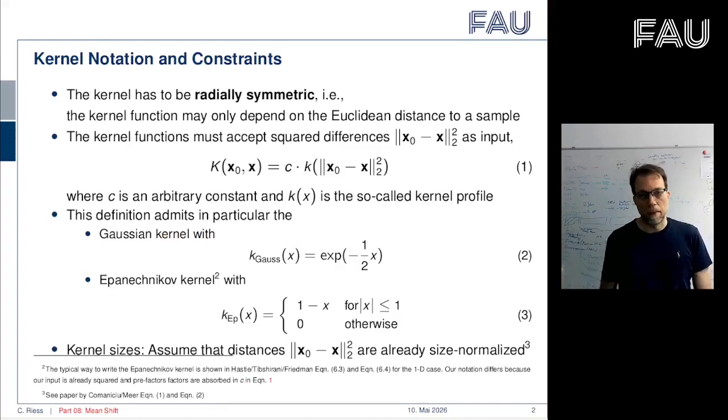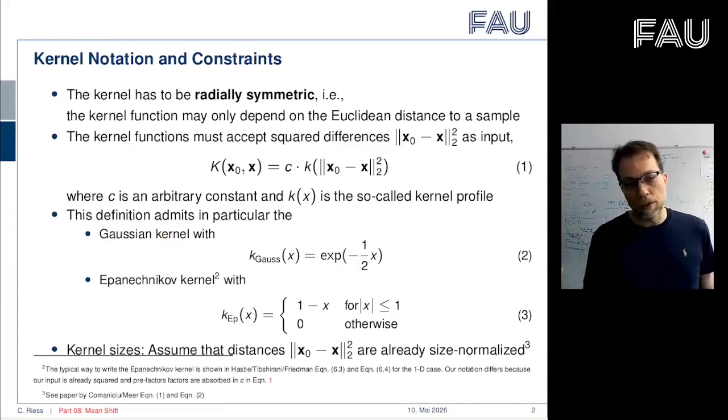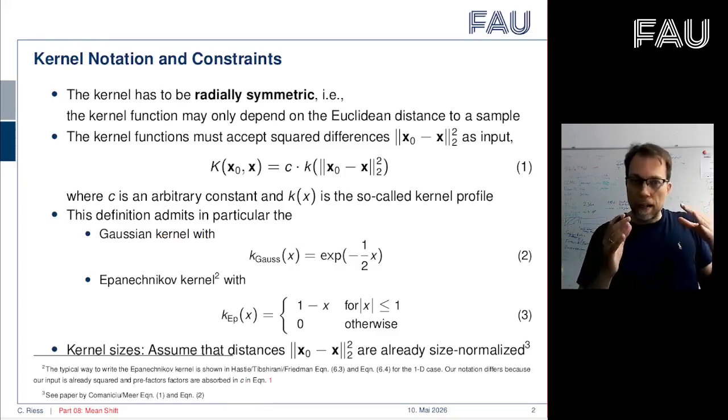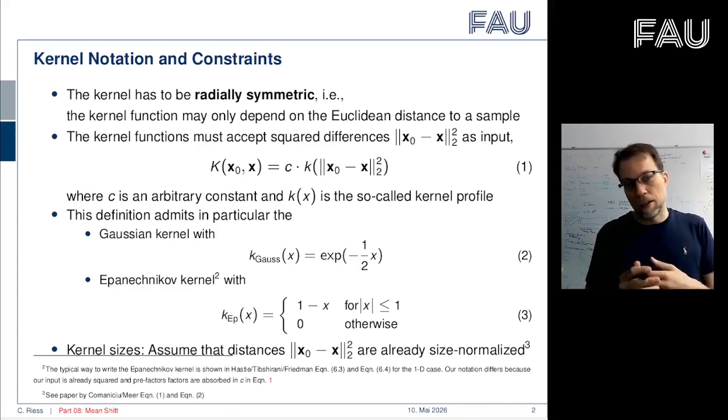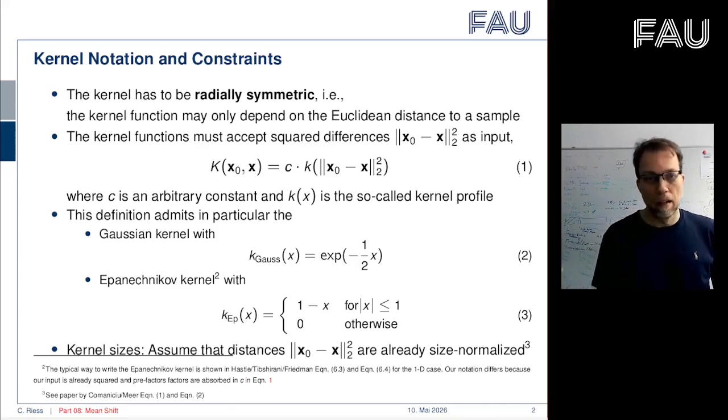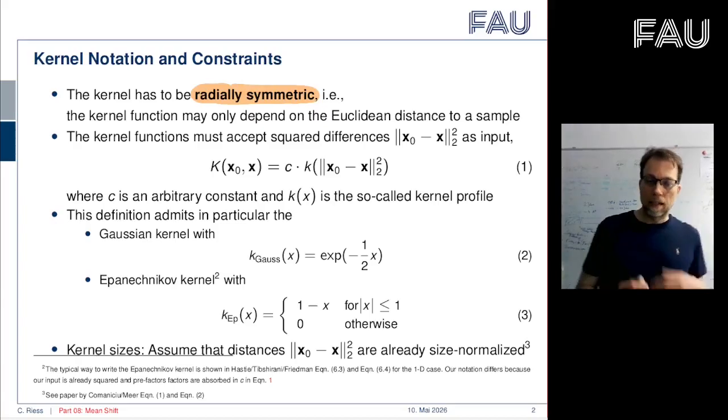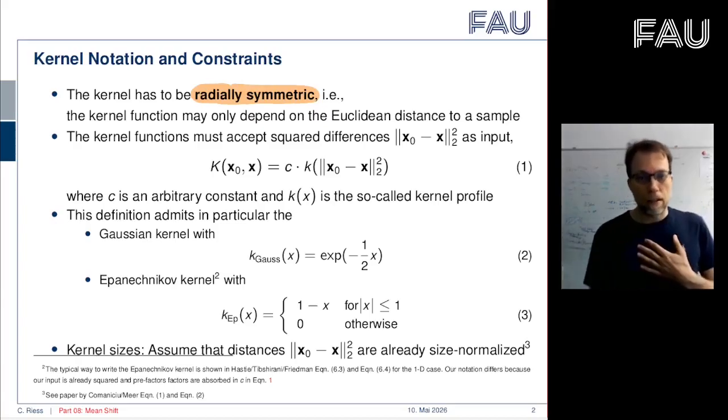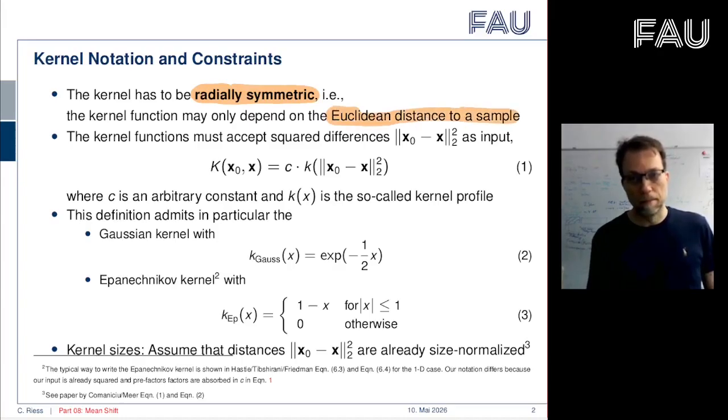Let's have a look at the math. So we want to do a gradient ascent on that density. As the underlying vehicle, we use a kernel density estimation. Our Parzen window estimator will come into play here. And we make a constraint. So we say we are only looking at radially symmetric kernels. What does radially symmetric kernel mean? The kernel function only depends on the Euclidean distance to a sample. So bam, here it is.